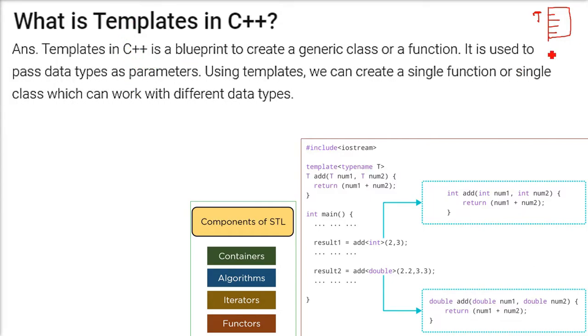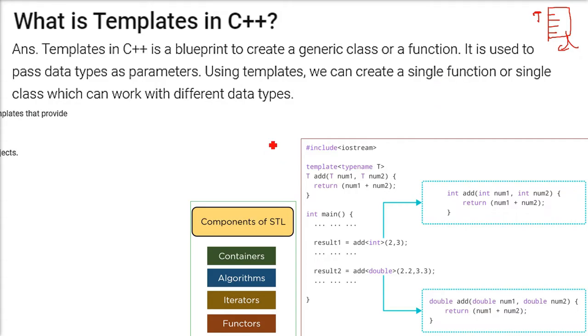So templates in C++ are a blueprint to create a generic class or even a function. This template is used to pass data types as parameters, so you don't even write the data types. They are also parameters. Using a template, we can create a single function or a single class which can work with different data types. That is why we call it a blueprint.